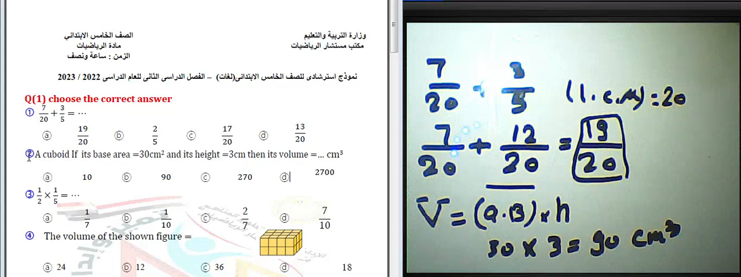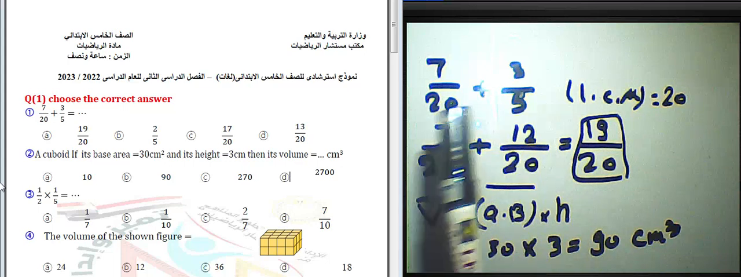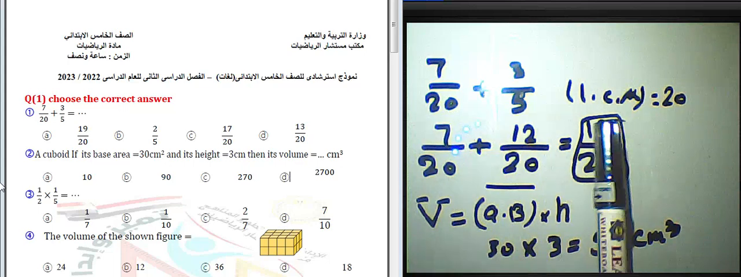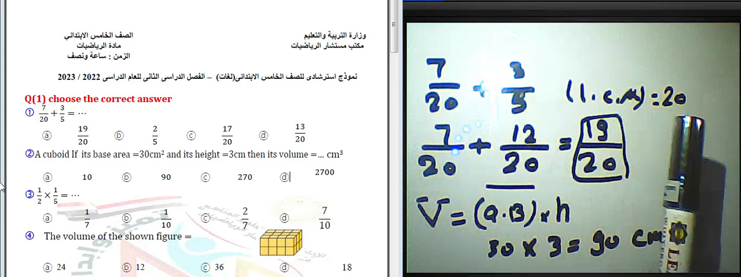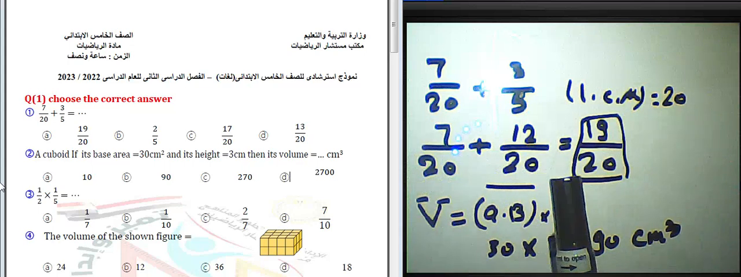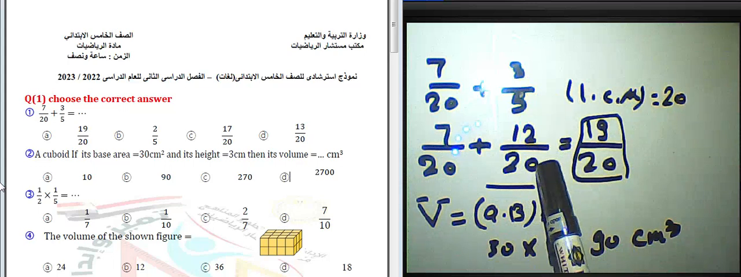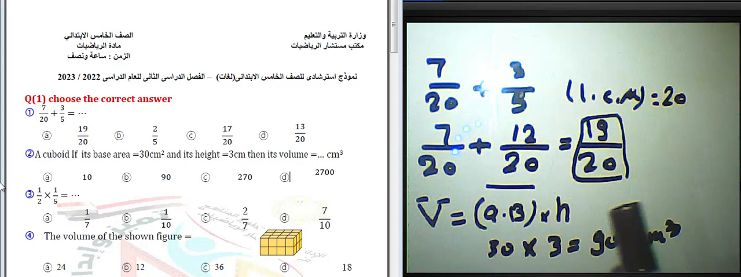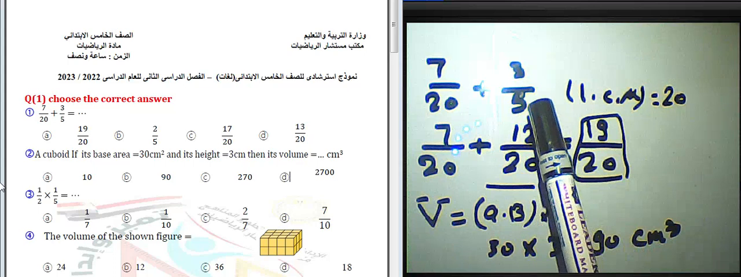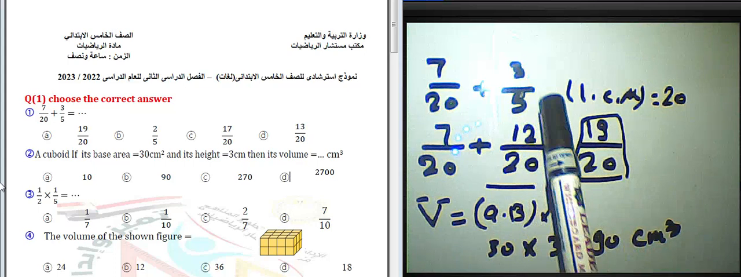Choose the correct answer. 7 over 20 plus 3 over 5. We can find the least common multiple of the two denominators here. 20 can be divided by 5, then the least common multiple of 20 and 5 equals 20. Then you can convert the second fraction, 3 over 5, to 12 over 20 by multiplying the numerator and denominator by 4: 5 times 4 equals 20, 3 times 4 equals 12.